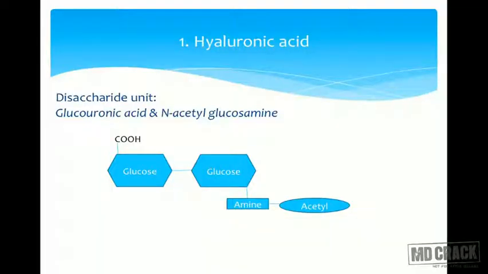Now, I'll talk about the different glycosaminoglycans. The first one that is important is hyaluronic acid. Now, the disaccharide unit is glucuronic acid and N-acetyl glucosamine. I have made a table for this. I'll show all of them together. Glucuronic acid and N-acetyl glucosamine.